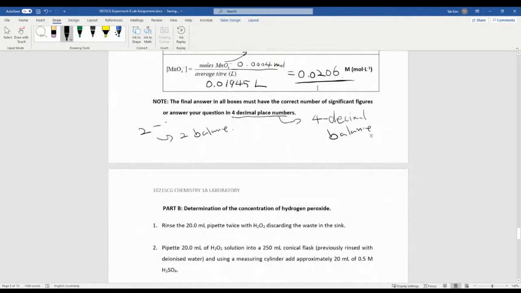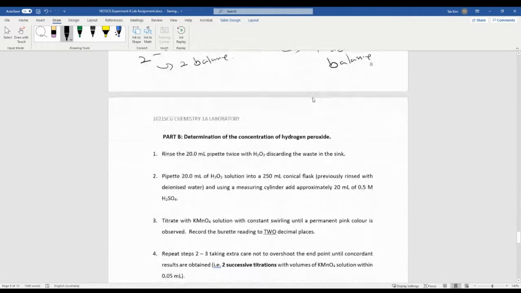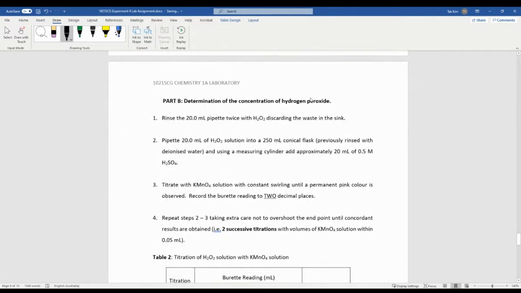Okay, once you finish this one, you need to move on to part B. It'll be the same procedure, another titration in a conical flask with a burette.